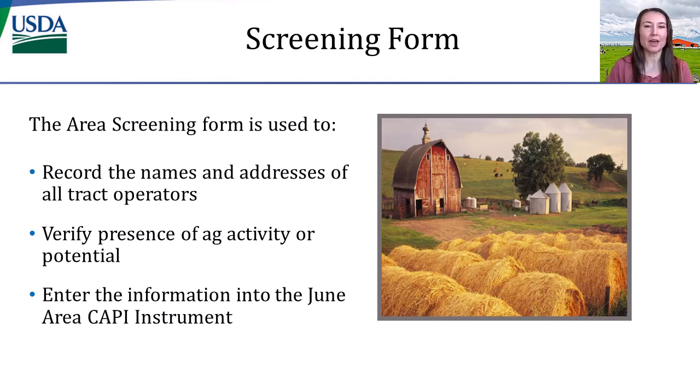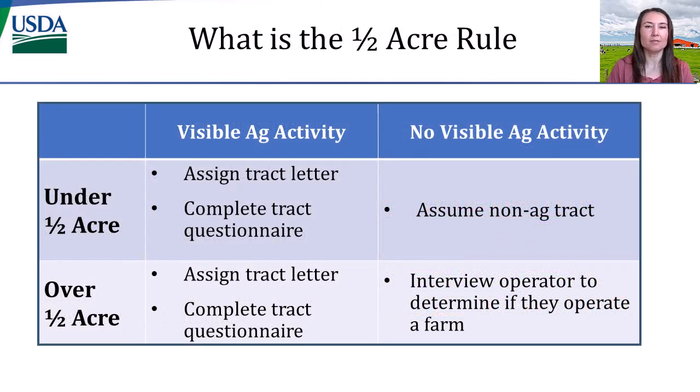Be sure to follow the half-acre rule when screening urban or residential areas, which is covered in Chapter 5 of the Interviewer Manual. Finally, you need to enter the information from the screening form into the June Area CAPI instrument. So what is the half-acre rule?